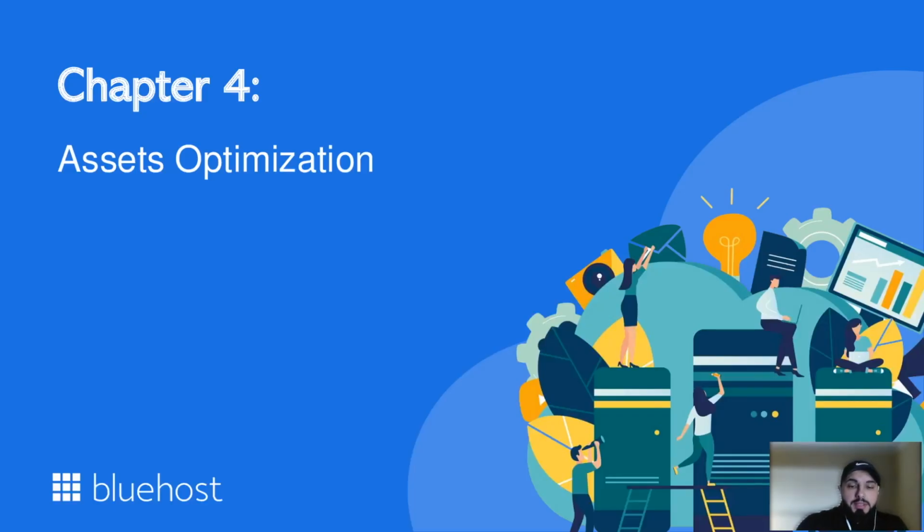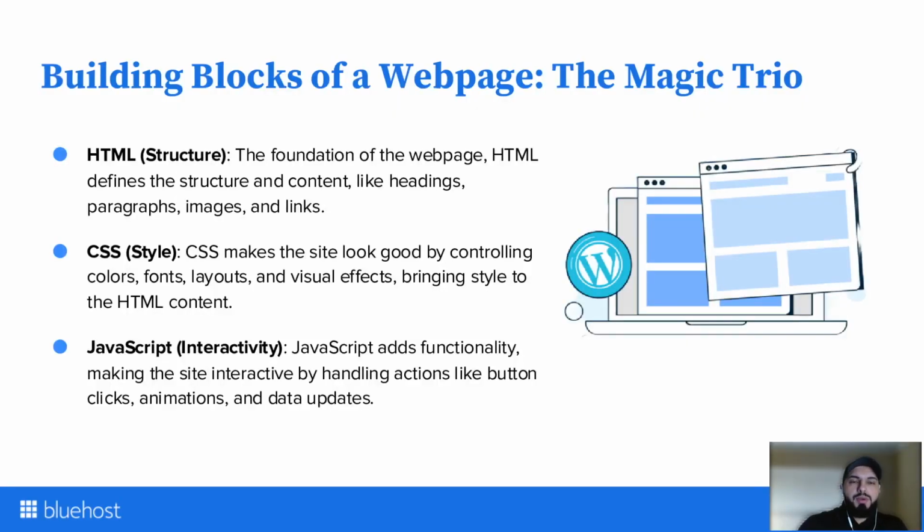So, assets optimization. Before we dive into assets and how you can optimize them, first we need to understand what these assets are. So the building blocks of a web page, the magic trio. We have HTML, CSS, and JavaScript. HTML is the structure of a website. This is like the foundation of a web page. HTML defines the structure and content, like headings, paragraphs, images, and links.